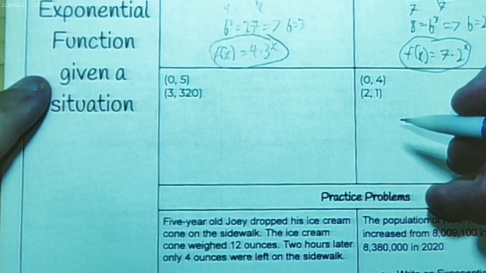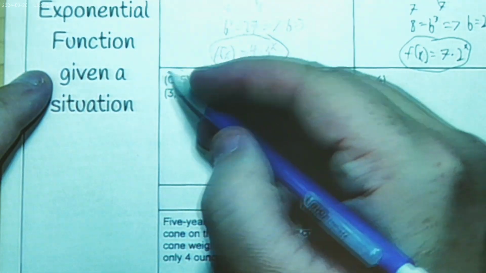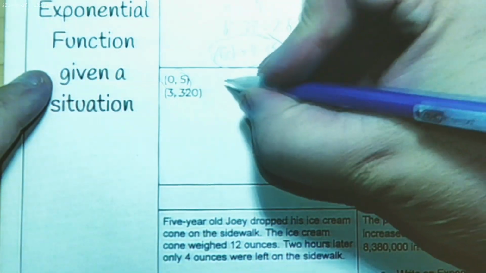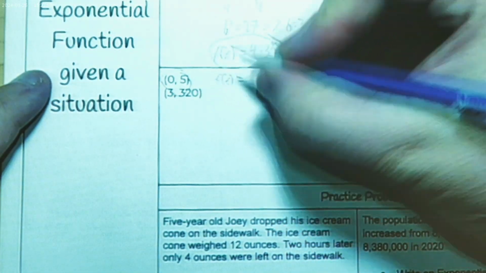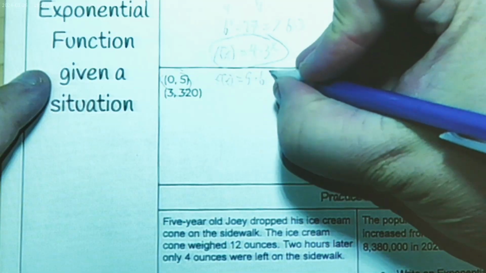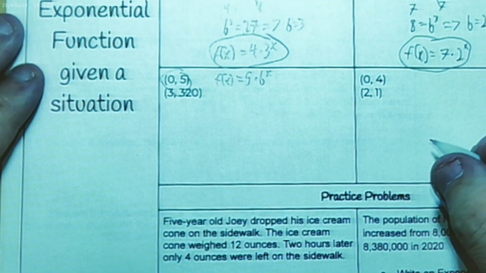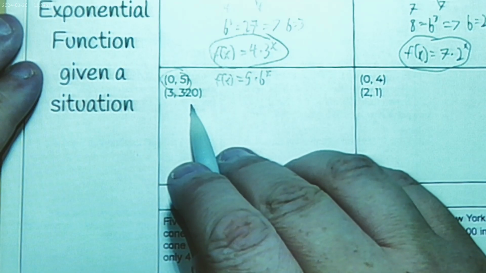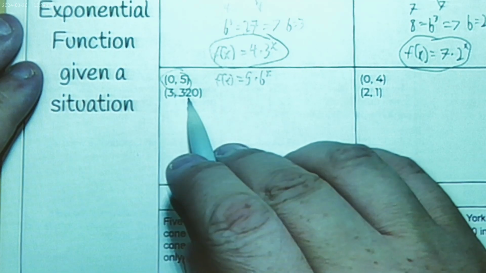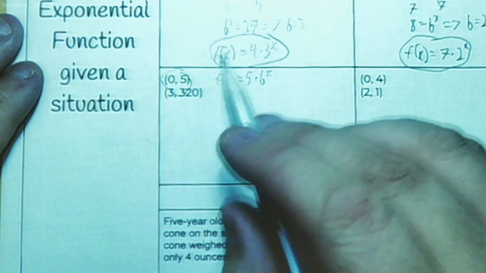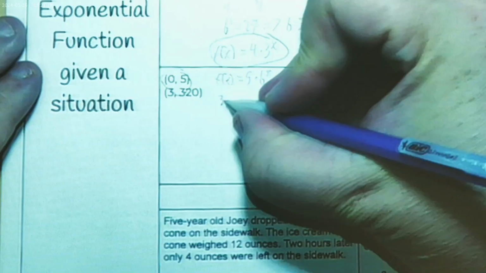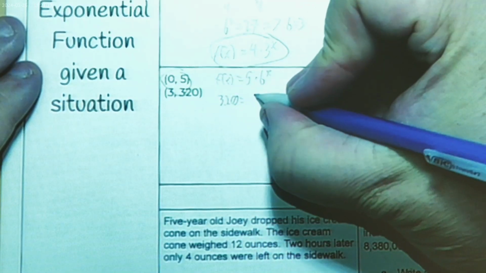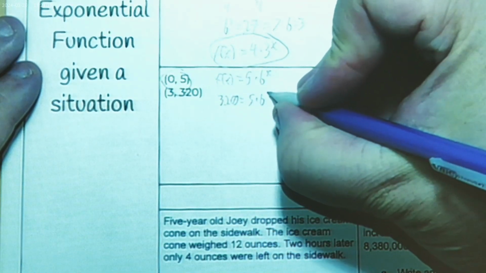All right, so again, we've got 0, 5. So that means that we know our initial value. So we've got f of x equals 5 times b to the x. All right. Now what else do we have? Well, we've got 3, 320. So this is the only other piece of information we have. So we'll just feed these in. F of x equals 320, x equals 3. So that gives us 320 equals 5 times b to the third power.